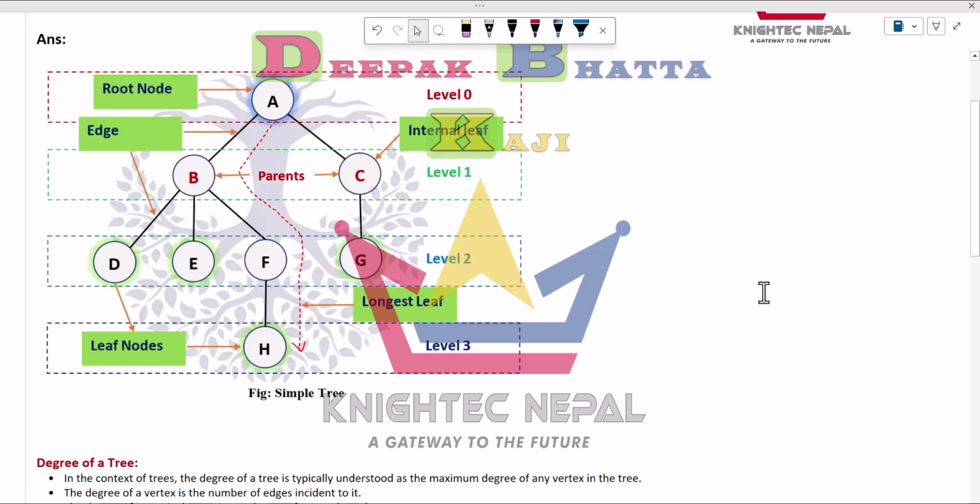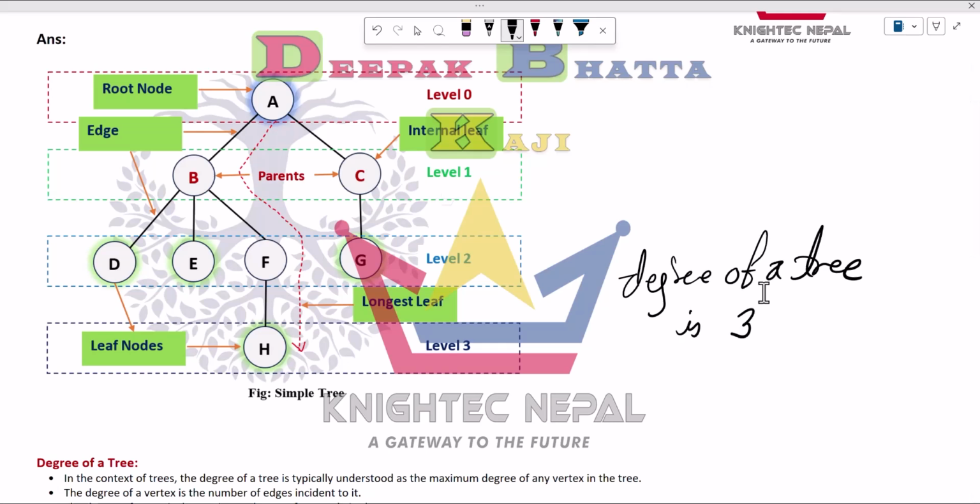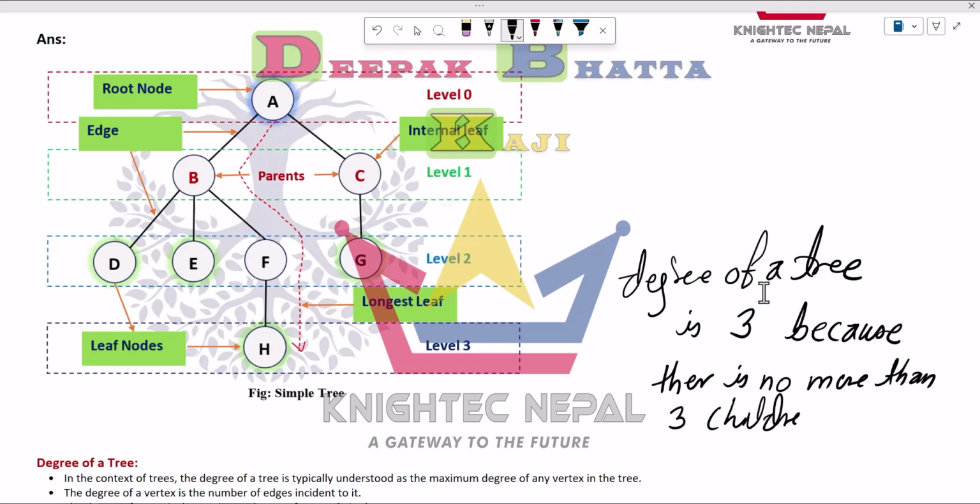So we can say that the degree of a tree is 3 because there is no more than 3 children. So this 3 is the maximum children. So we can call the degree of a tree is 3, right?